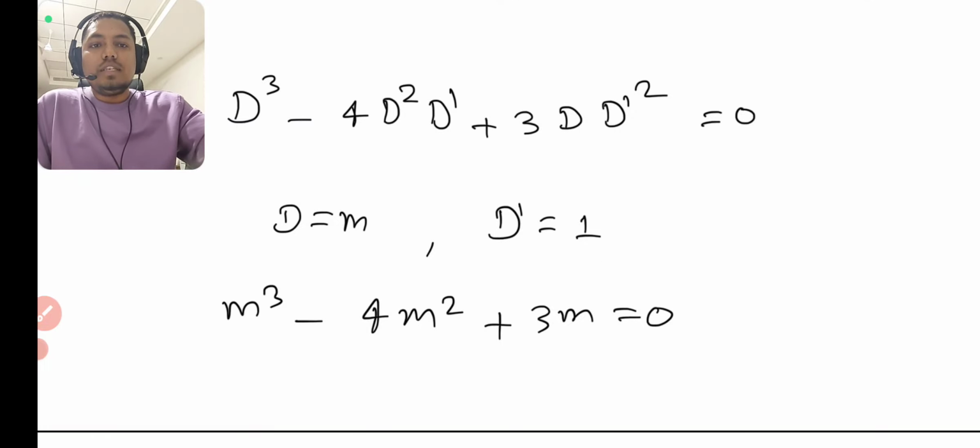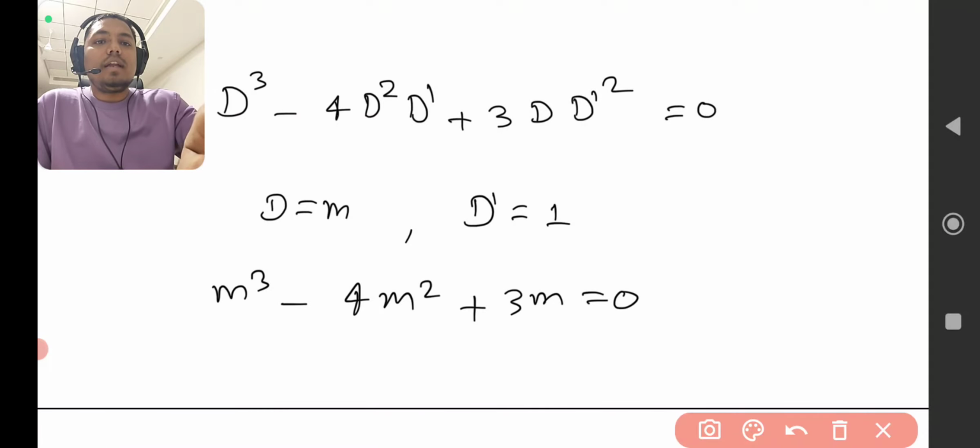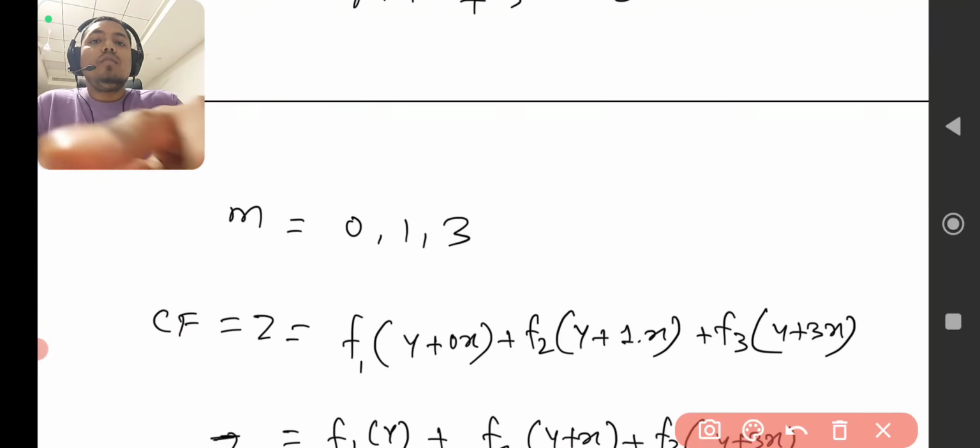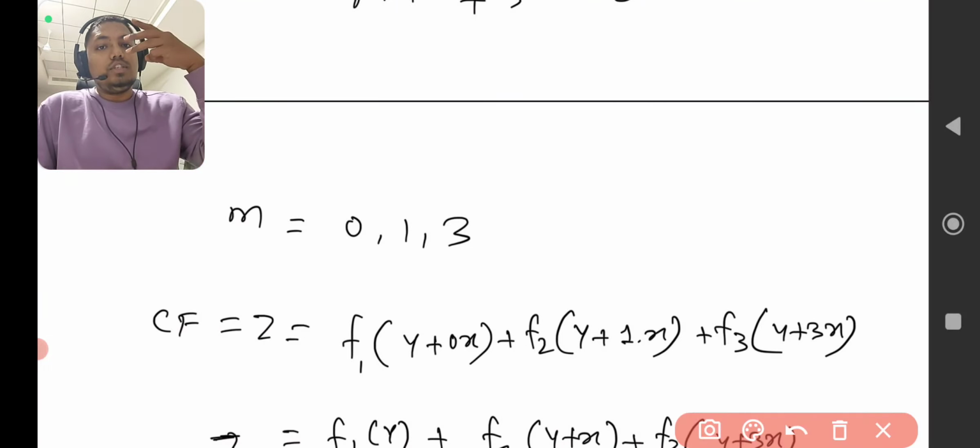Then replace one thing. After getting the D equation, you have to replace D equal to m and D prime equal to 1. Then you will get an equation in m, and this will become your auxiliary equation. Find the roots of that. So what was the trick there? You have three choices: 0, 1 and minus 1. Substitute any one of these in the equation. Then on 0 I got the entire equation as 0. It means 0 became my first root.